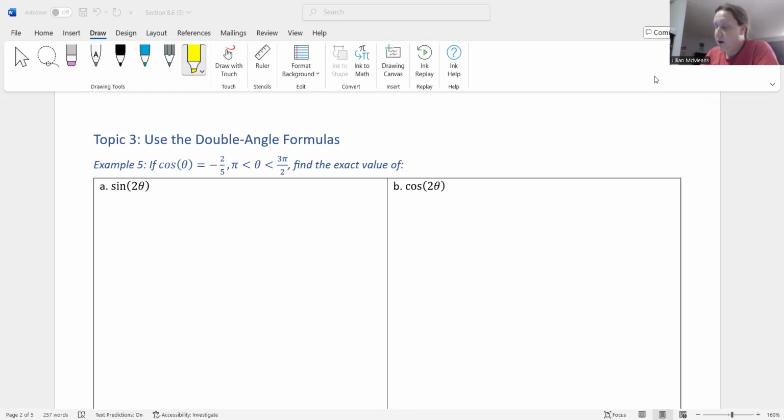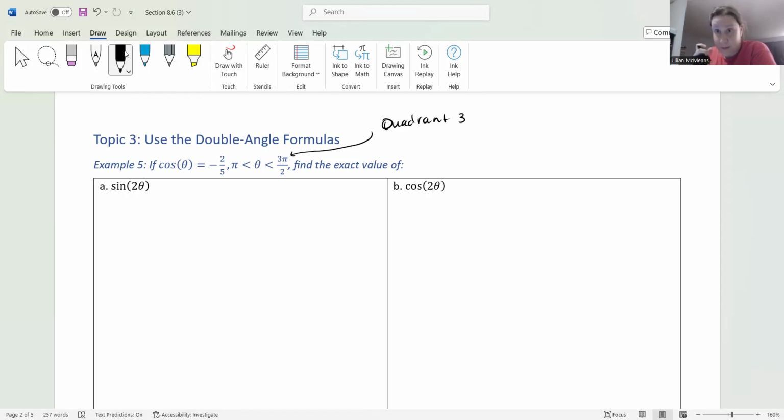So that's just secretly saying quadrant 3. Okay, so we have that cosine of theta equals negative 2/5. We know that theta is somewhere between pi and 3 pi over 2, or it's in quadrant 3. Find the exact value of the following.